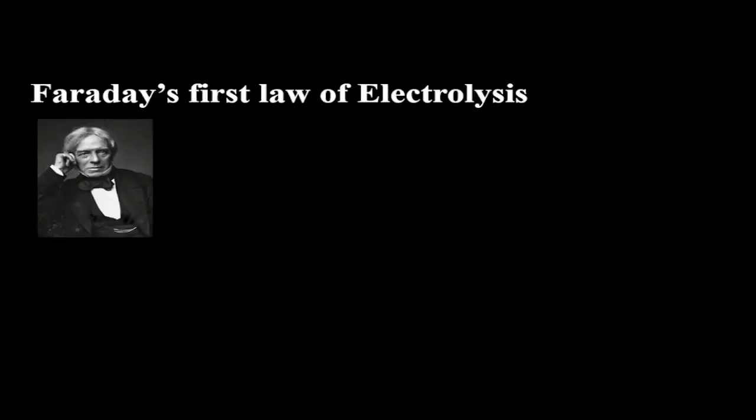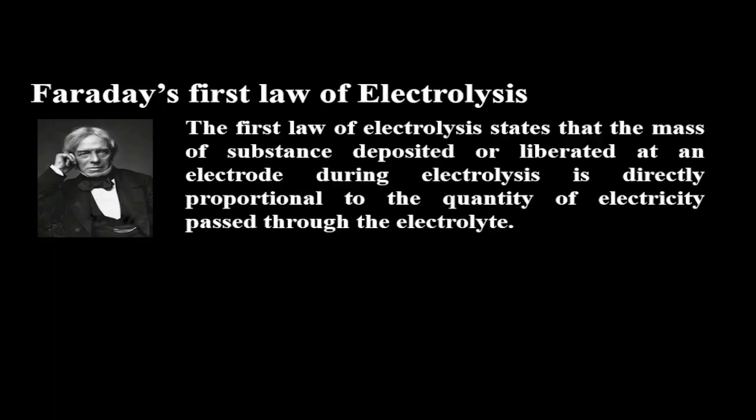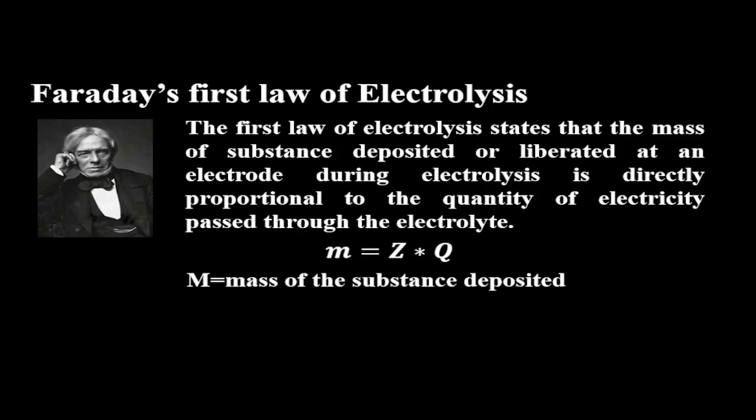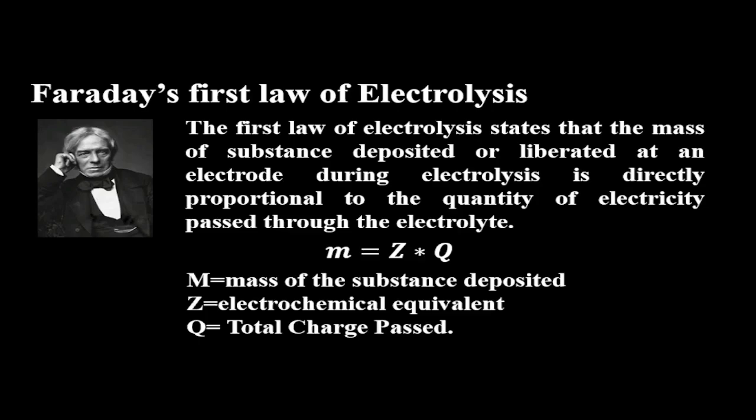Michael Faraday formulated Faraday's laws of electrolysis. The first law of electrolysis states that the mass of substance deposited or liberated at an electrode during electrolysis is directly proportional to the quantity of electricity passed through the electrolyte. The formula is given as: m = ZQ, where m is the mass of the substance deposited, Z is the electrochemical equivalent, and Q is the amount of charge that passed through the circuit.